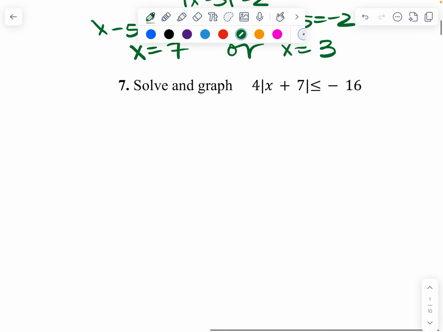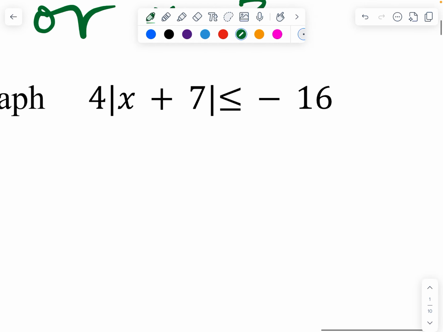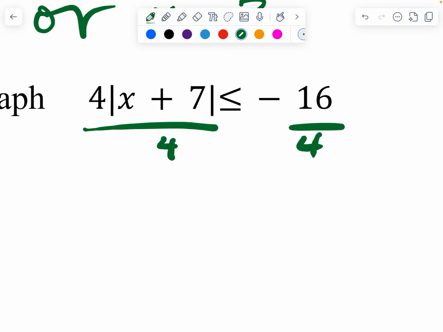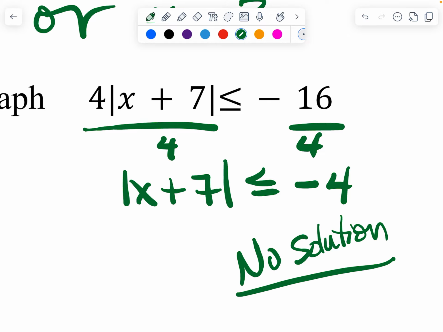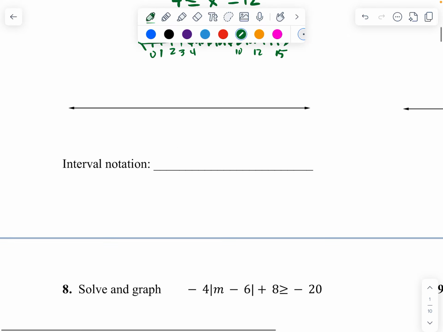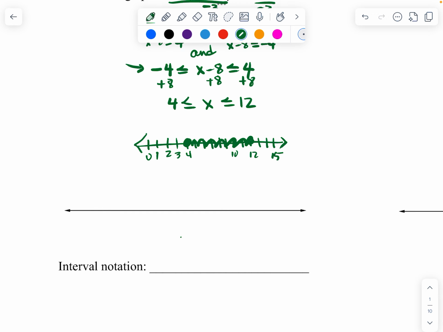Okay, so the next one, I divide by 4. I get absolute value of x plus 7 is less than or equal to negative 4. Can something positive be less than negative 4? No. So that's no solution. Okay. Oh, this needed interval notation also. Sorry. Oops. There we go. 4 to 12.